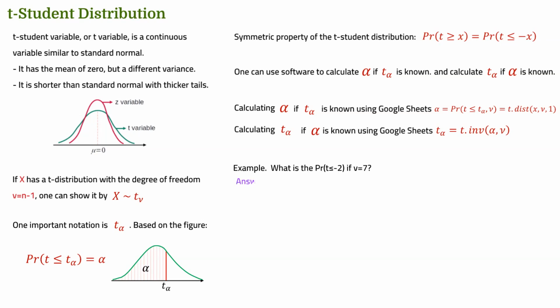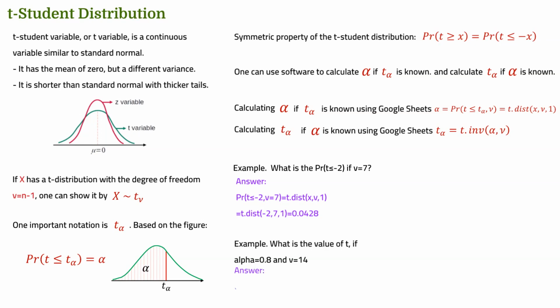Example, what is the probability of T less than or equal to minus 2 if nu is equal to 7? The answer: probability of T less than or equal to minus 2 with nu equal to 7 is T.DIST(X, V, 1). Putting X and V in, T.DIST(minus 2, 7, 1), which is 0.0428.